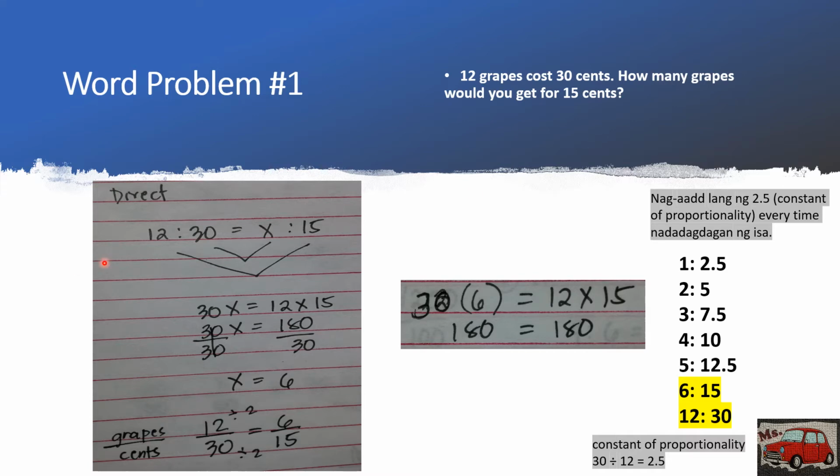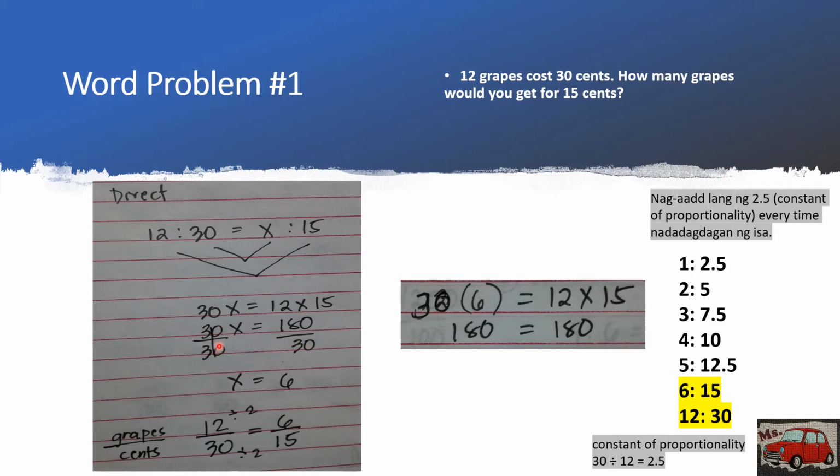So, we have 12 is to 30 is equals to x is to 15. Yung x dito is yung hinahanap nating number ng grapes, okay? Sa kada 15 cents. So, to answer this, we need to multiply the means and the extremes. So, we have 30 times x. So, kukombine lang natin yung number and yung variable. So, we have 30x. Then 12 times 15, so we have 180. So we have now 30x equals 180.